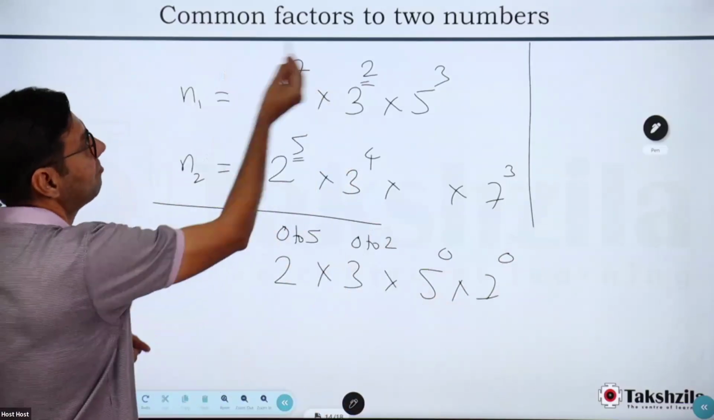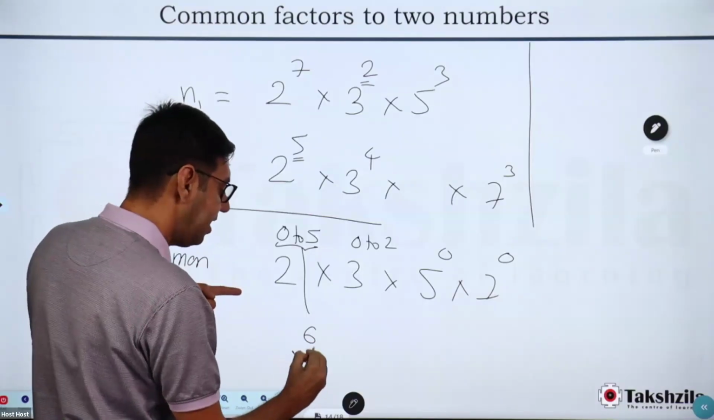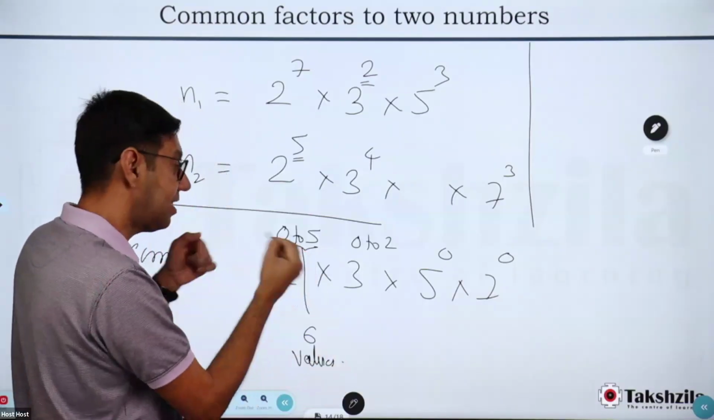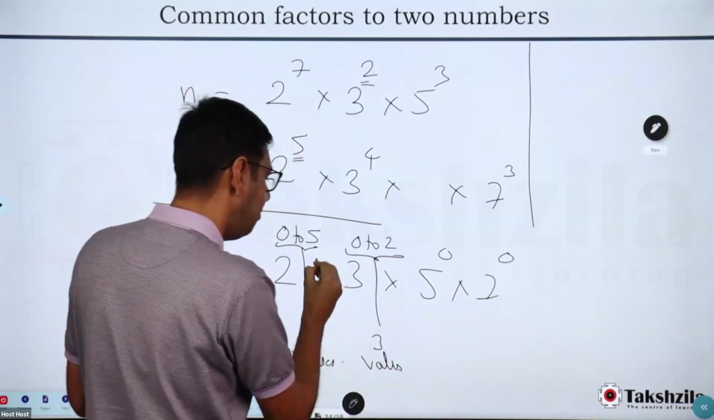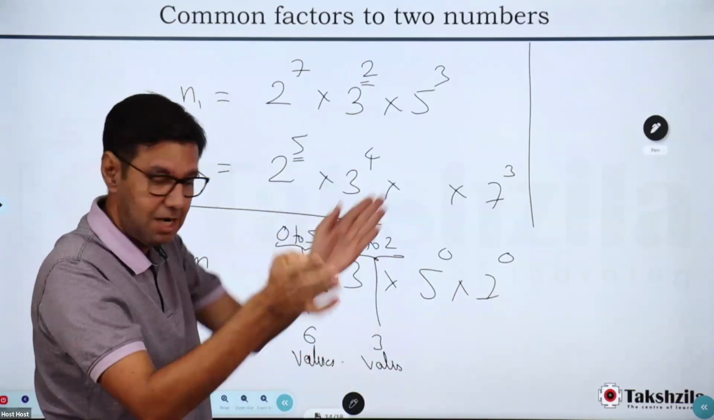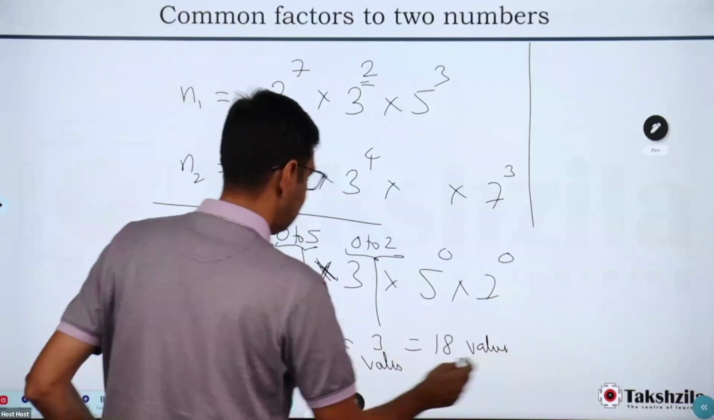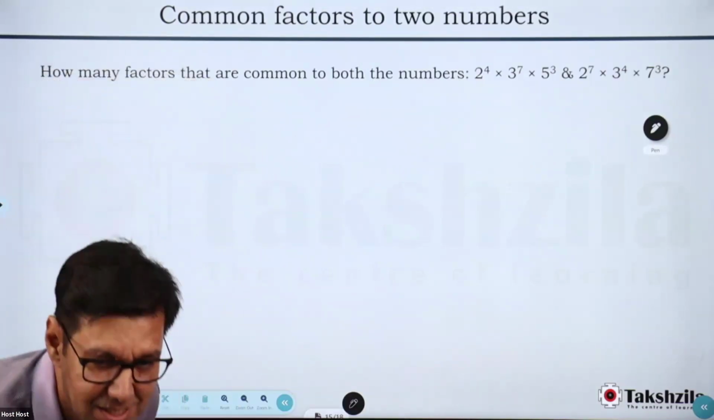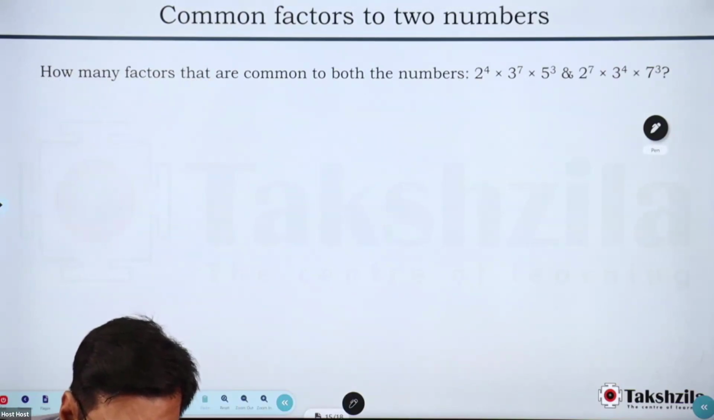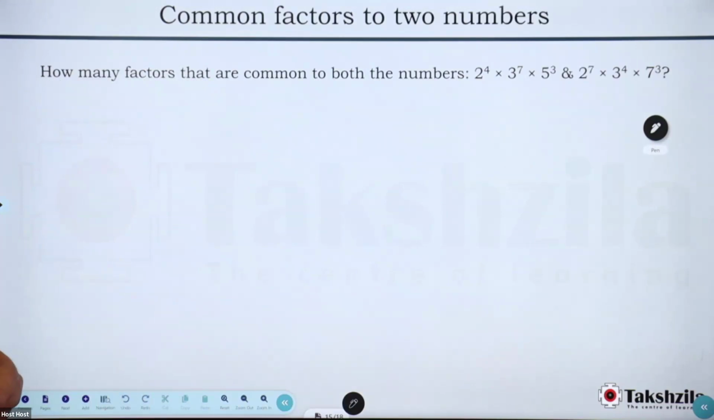How many common factors? This will be 6 values. Again, write what is that 6? 6 are the possible values. 3 possible values, combinations, branching out. 6 into 3, 18. Okay, so finish this question and go. Finish this question on your own. Give me an answer quickly and then go. How many factors are common to both the numbers?